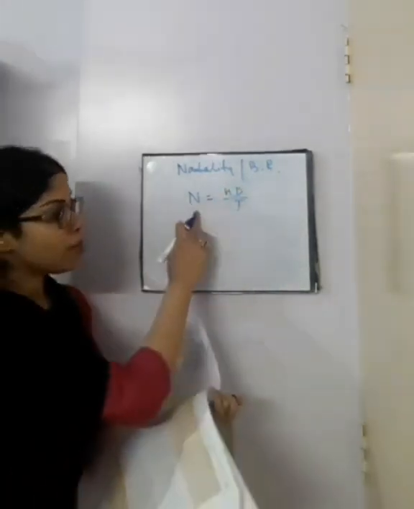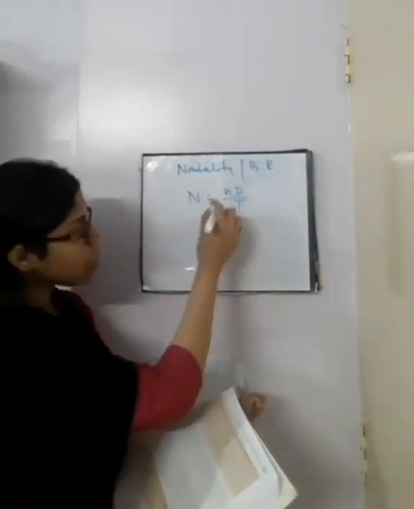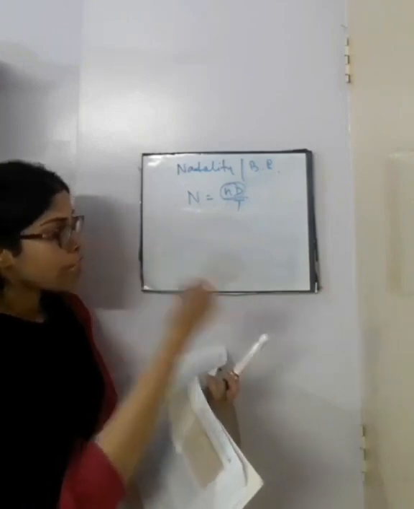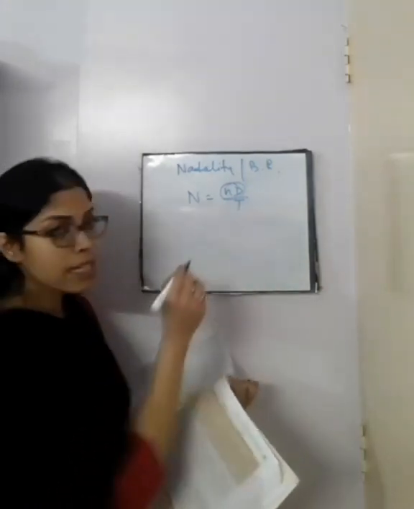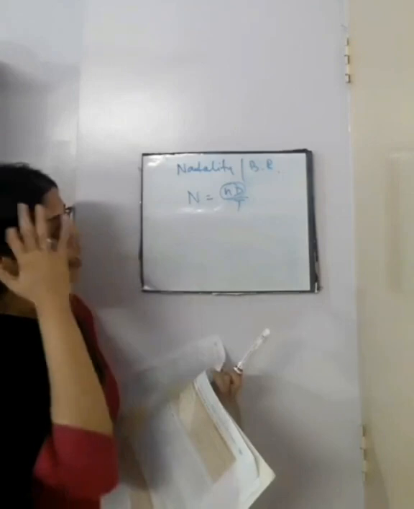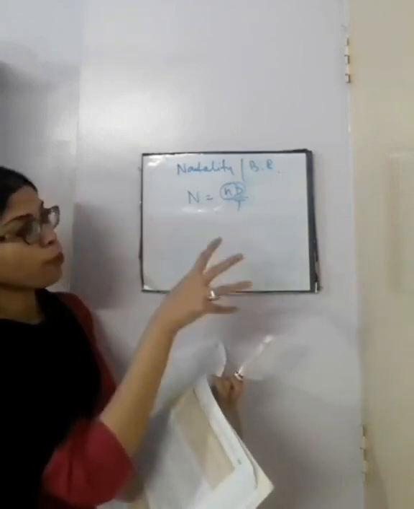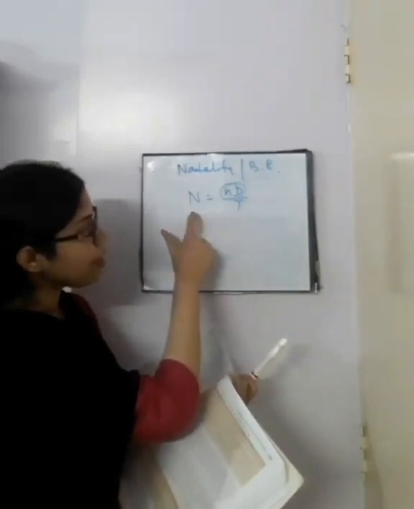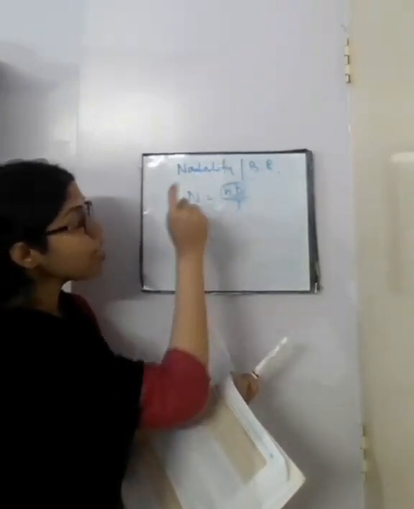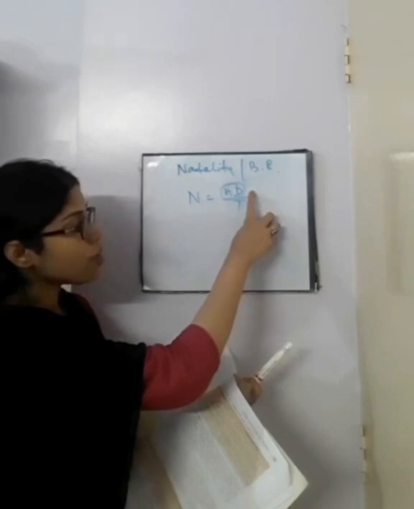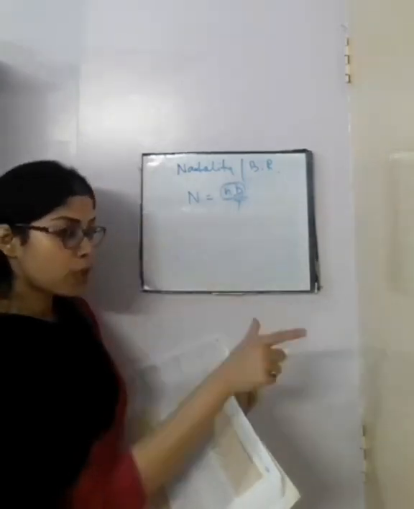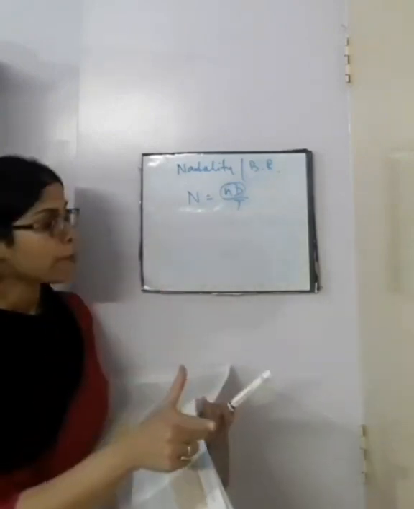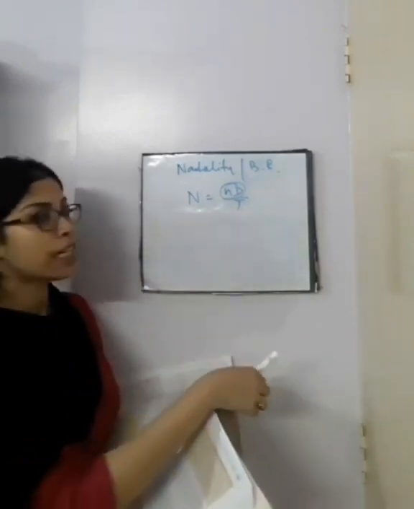capital N is the birth rate, small nd is the number of newborns, how many newborns are taking place, and t is obviously time. So if we have to find out the birth rate of a particular population at a particular time, then we can use this formula: capital N, which is birth rate or natality, equals nd, which is the number of new births in a particular time span, divided by the time. So this is how we can find out the natality.